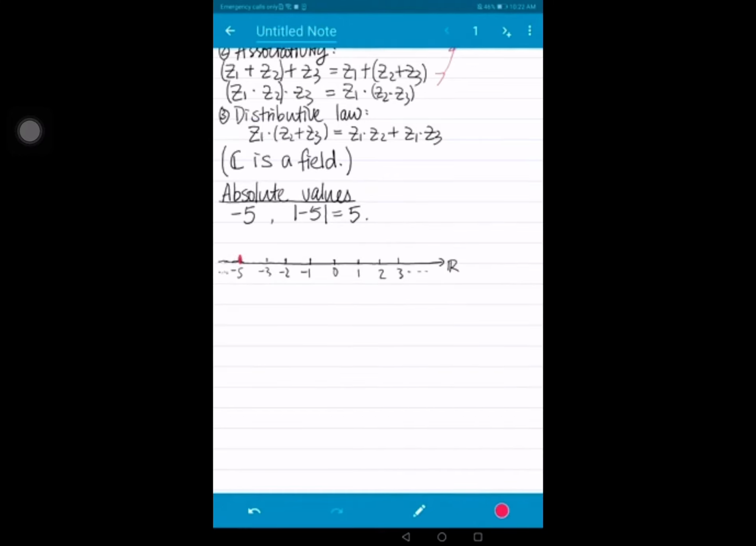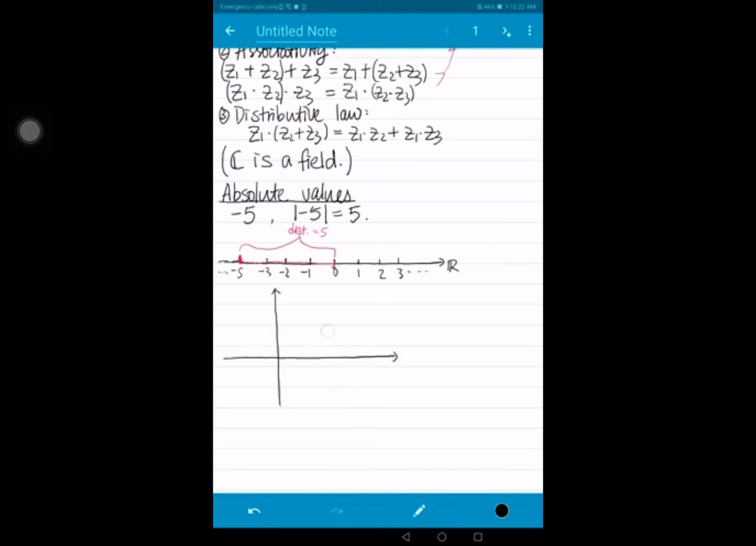So the absolute value of -5 is 5, and this is nothing but the distance between -5 and 0, right? So 0 is the starting point, so this distance equals 5, right? For complex numbers, the absolute value is the same idea, right?